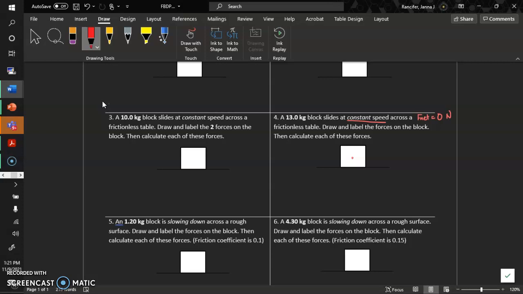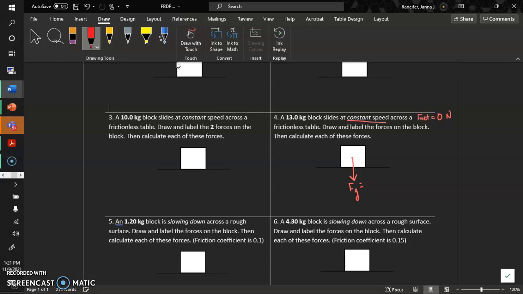So the first force we draw is the force of gravity. Draw a dot to represent the object's center of mass, and then you are going to draw an arrow that goes straight down from the center of the object and points to the center of the earth, and you could label this F sub g for the force of gravity.